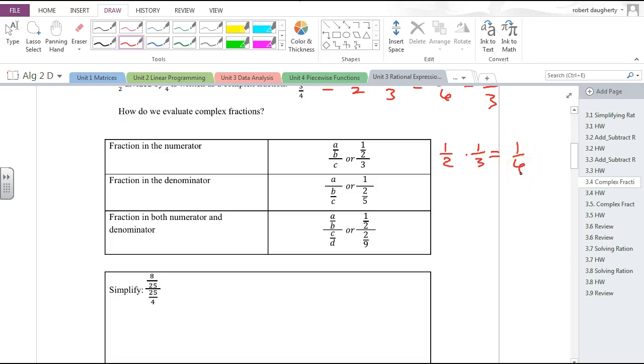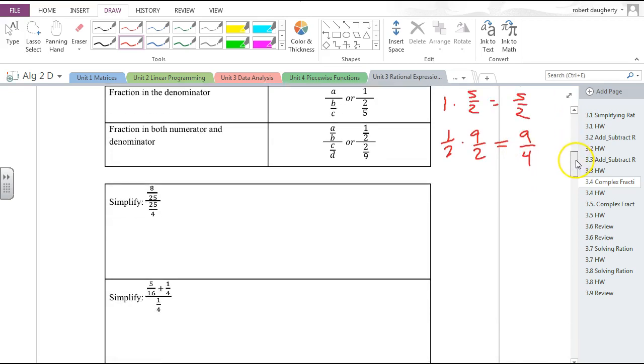Okay. And then what about this one? You could have a number divided by a fraction. Okay. So 1 divided by 2/5. That is going to be 1 times what? Times 5/2, which is just 5/2. And then the one we did here, like we've done before, this is 1/2 times what? Times 9/2, which is 9/4. Okay?